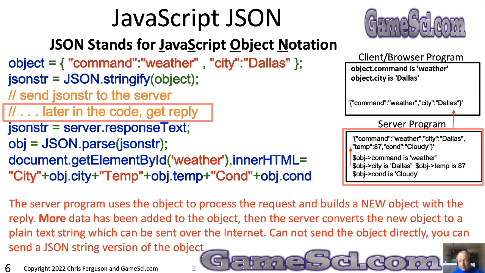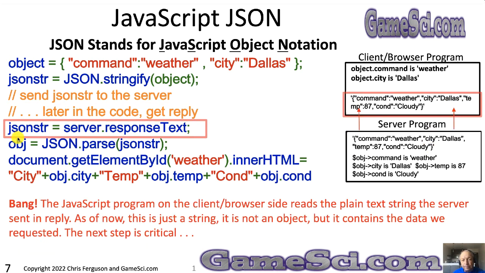Again, you can't send an object as is over the internet, but you can send strings or text over the internet. So what we're going to do on the server side is take our new object with the updated data. Object temperature is 87 and object conditions is cloudy. We're going to take that and convert it to a plain text string. Once it's converted to a plain text string, the server will send it back to the browser or to the client with the updates included. We're back on the client side now.